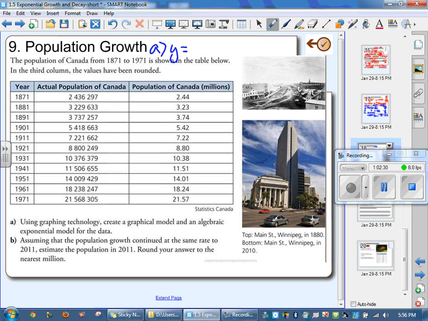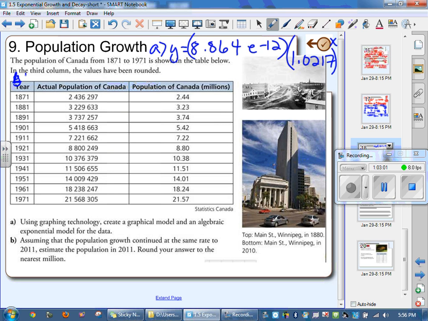Because remember, when you put a regression in your calculator, you're going to put list 1 as year and list 2 as population. When we do that, we're getting that for an A value, and that for a B value. Very large numbers. You're going to notice that e to the -12 means it's a very small number. That means I would move my decimal place to the left 12 times. So that's my generic equation.